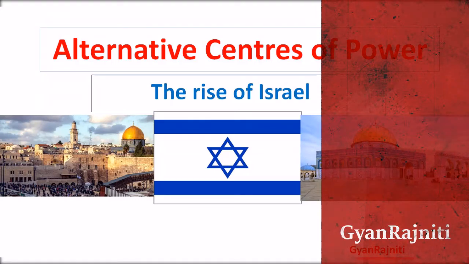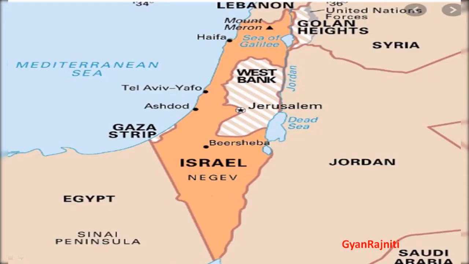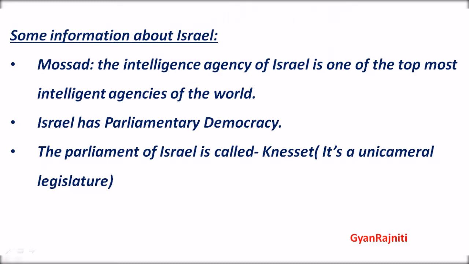Today's topic is the rise of Israel. Some important information about Israel. Mossad, the intelligence agency of Israel, is one of the topmost intelligence agencies of the world. Israel has a parliamentary democracy. The parliament of Israel is called the Knesset. It is a unicameral legislature.